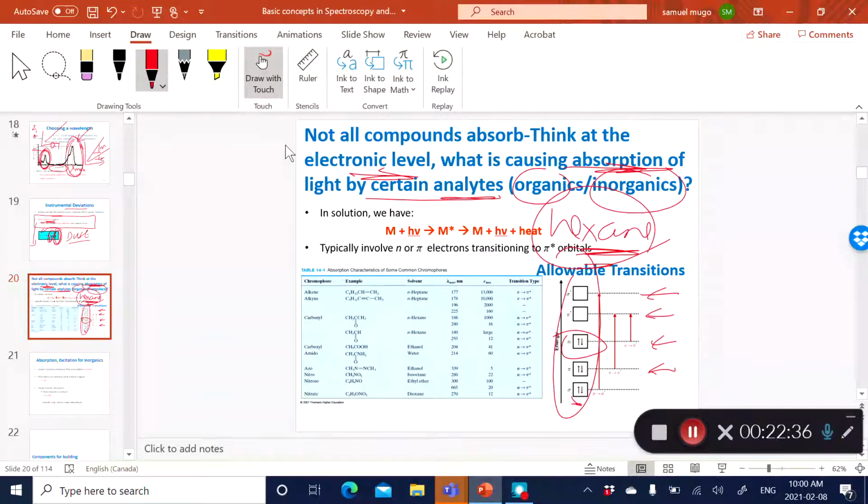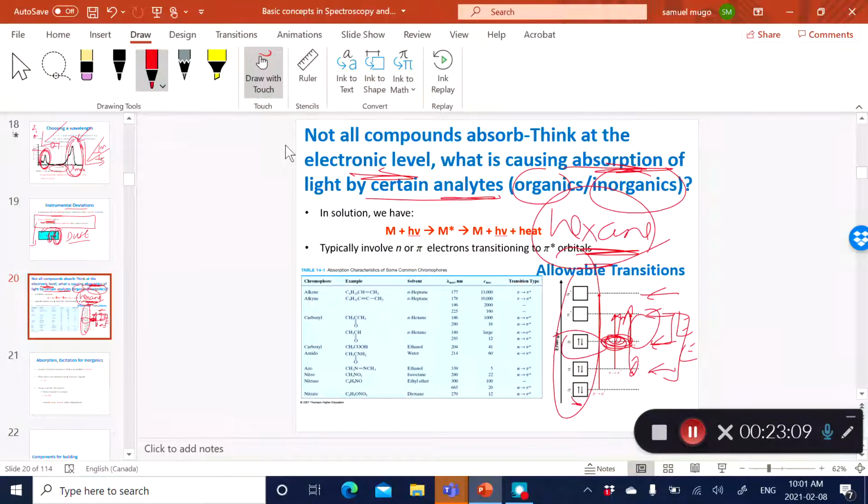Meaning, if I've got non-bonding electrons here, it's very easy for them to transition to the pi star, because the energy gap, the amount of energy that is needed, is very, very small. Similarly, if I've got pi electrons, the case for any unsaturation in the compound, it's fairly easy to transition from here to the pi star again. The energy gap is not very large.